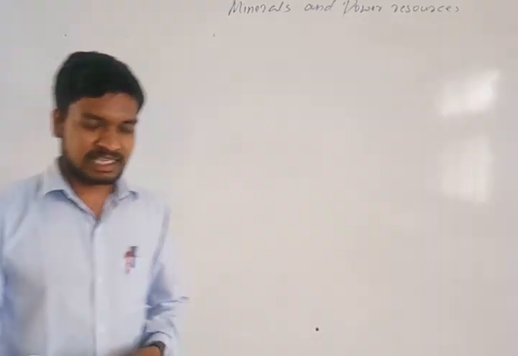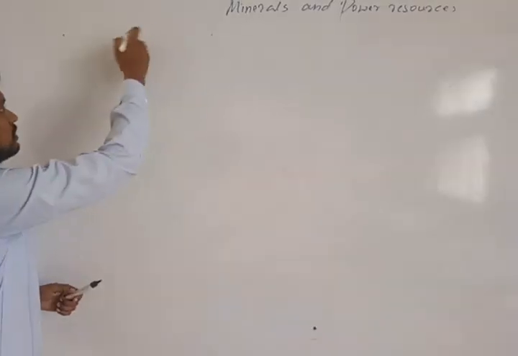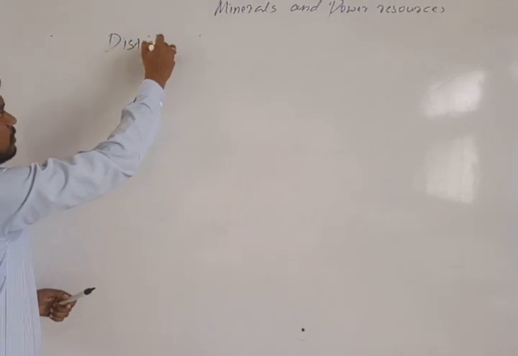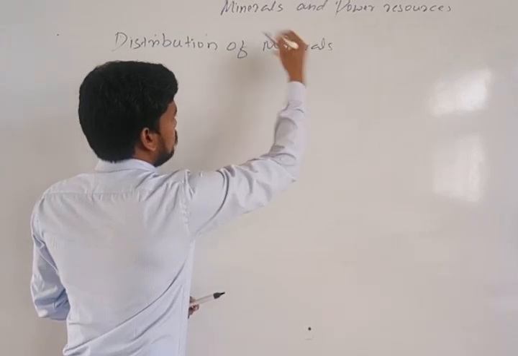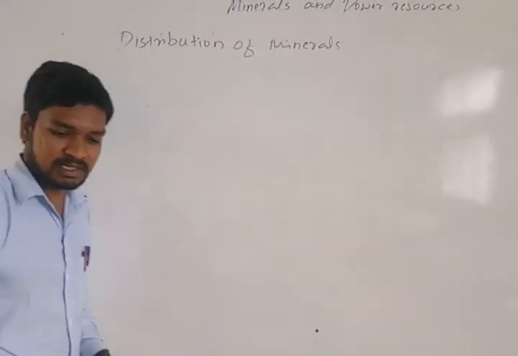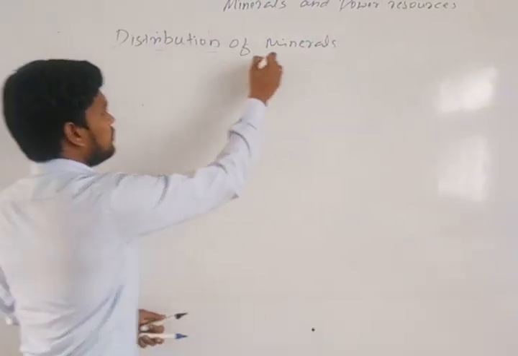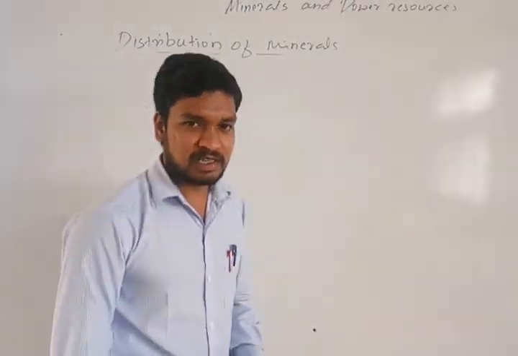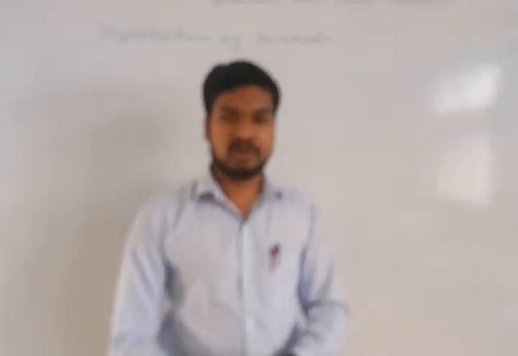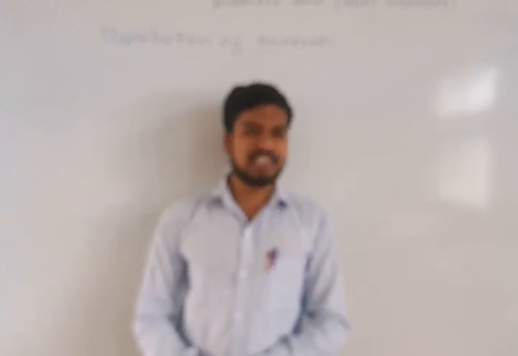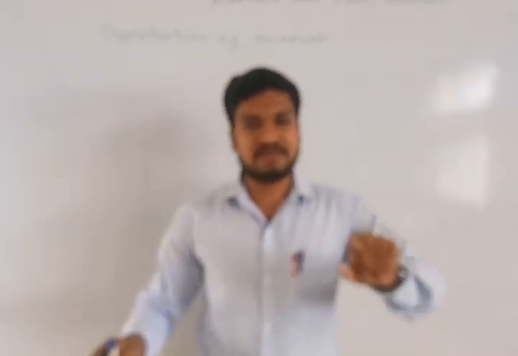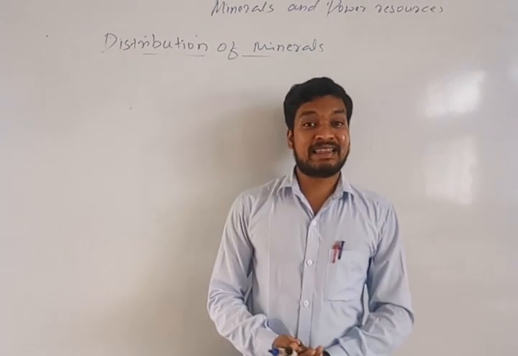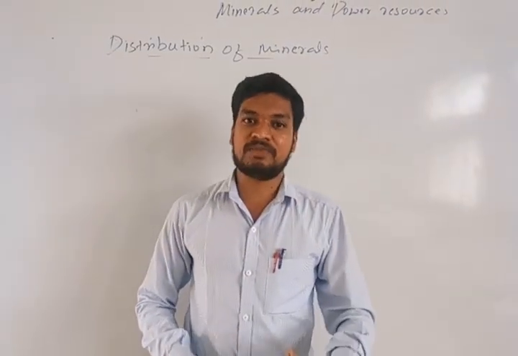So now the next concept is the distribution of minerals in the world. Are these minerals distributed equally over the earth's surface? No. If not, why? Why is it not equally distributed? Yes, the whole earth's surface is not made up of a single rock. It is made up of three different rocks, and within a single rock we have many types.